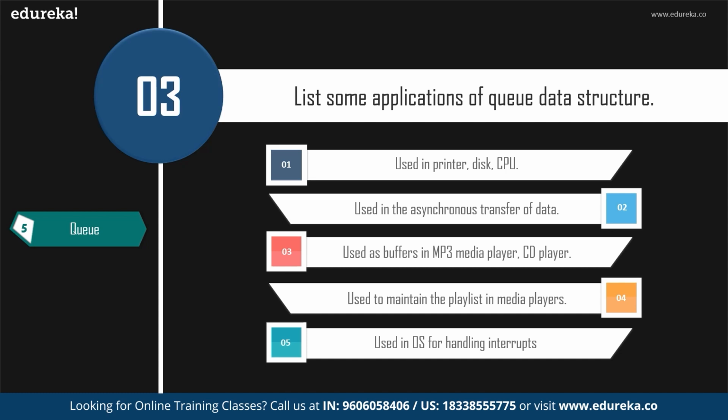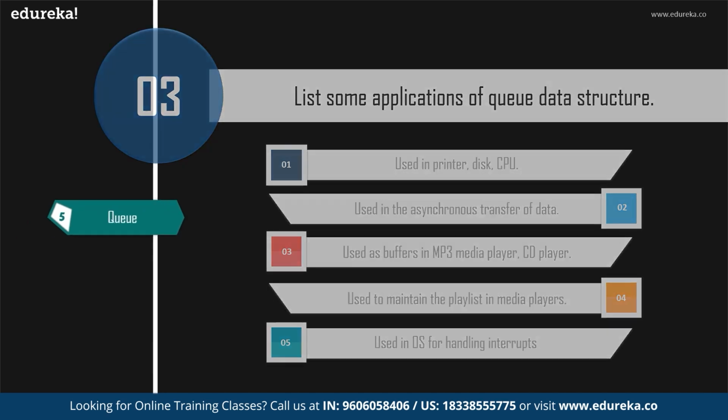Then queues are used as a buffer in most applications like an MP3 media player or even a CD player. The next application is that queues are used to maintain the playlist in a media player to add and remove songs from the playlist. And the last application is that queues are used in operating systems for handling interrupts.